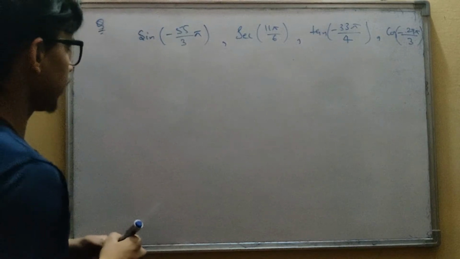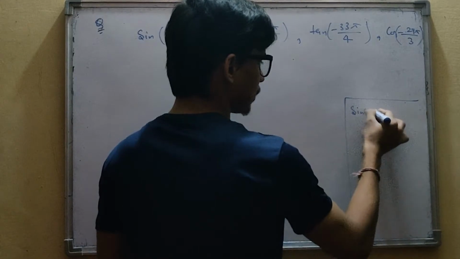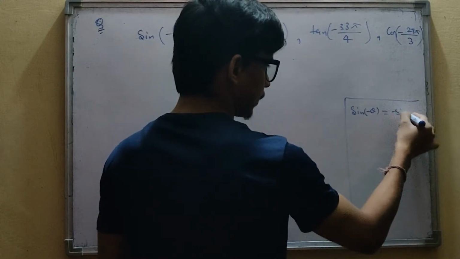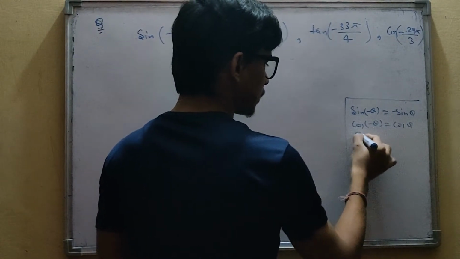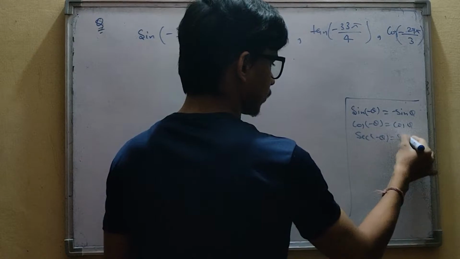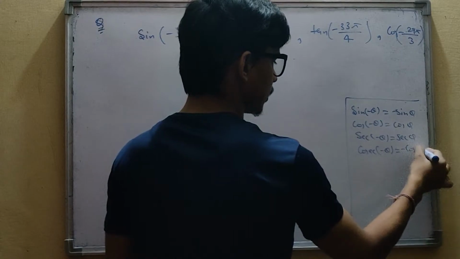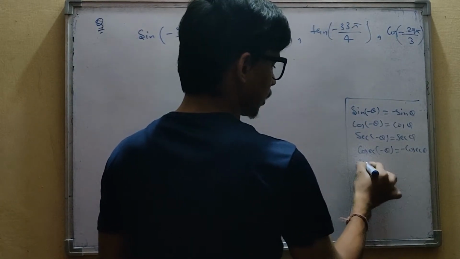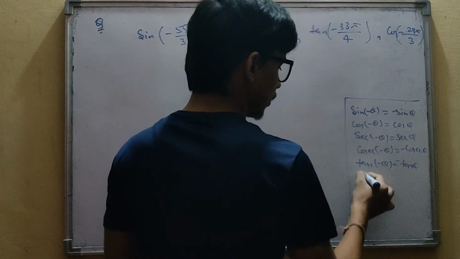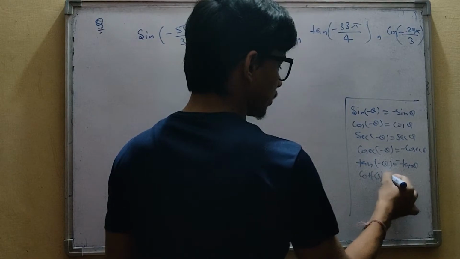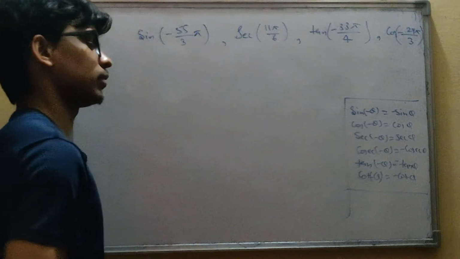First of all, you need to know this. Sine minus theta is minus sine theta, cos minus theta is cos theta, sec minus theta is also sec theta, cosec minus theta is minus cosec theta, tan minus theta is minus tan theta, and cot minus theta is minus cot theta. You should know that. And if you don't know, this is how you can remember it.